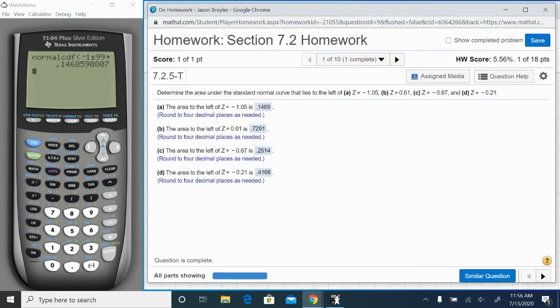0.1469 if you round it. So back here, that's where I put in 0.1469. That's where we got this.